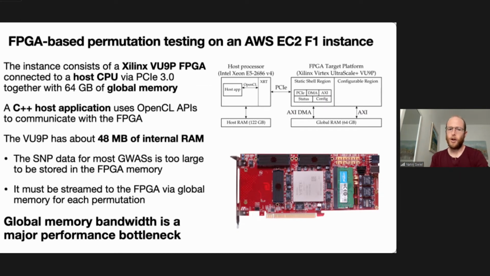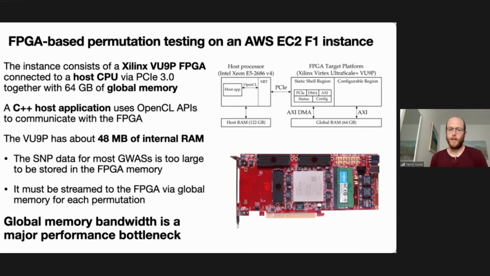The VU9P is a large FPGA with around 15 billion transistors. The VU9P dev board developed by Xilinx is $7,000 and is completely unavailable due to the global chip shortage. So AWS F1 instances have made these powerful FPGAs much more accessible.